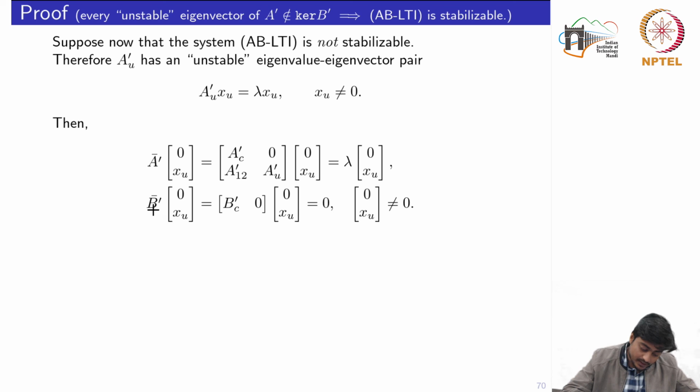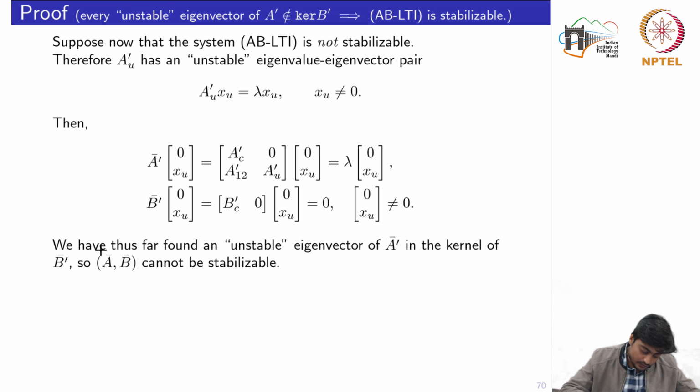Okay. Similarly, if I expand this thing, B bar transpose into this state vector in fact becomes equal to 0, because we have xe equal to 0. But we also know that x bar is not equal to 0. So we have thus far found an unstable eigenvector of A bar transpose in the kernel of B bar transpose. So this pair A bar B bar cannot be stabilizable.